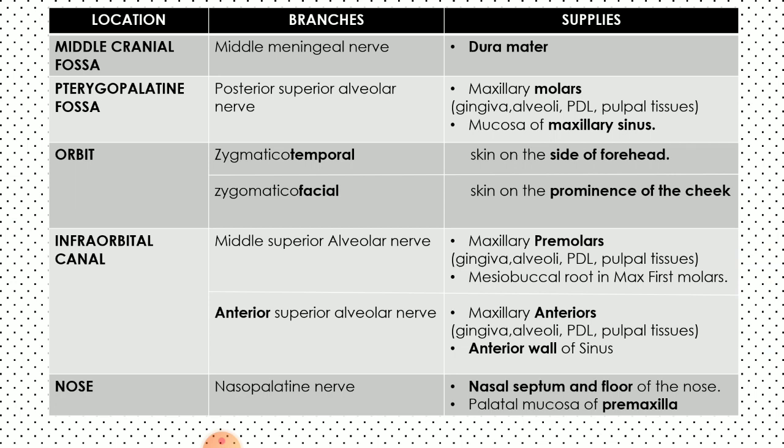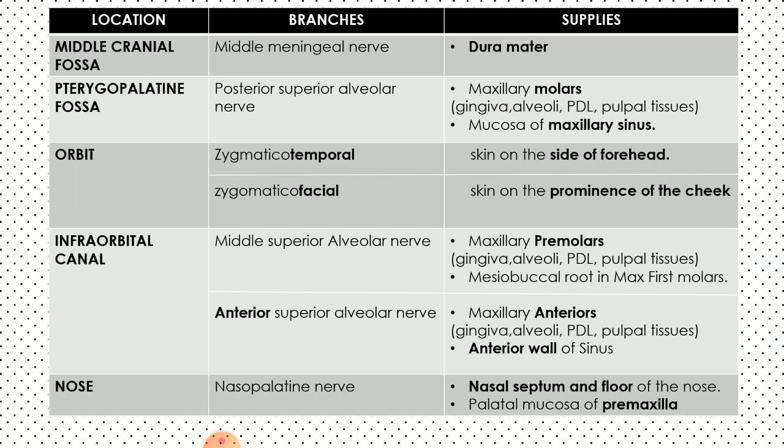Then in the infraorbital canal again we have two branches, that is MSA nerve, that is middle superior alveolar nerve, and anterior superior alveolar nerve. So the middle superior alveolar nerve supplies maxillary premolars and the mesiobuccal root in maxillary first molars, whereas the anterior superior alveolar nerve supplies maxillary anteriors and the anterior wall of the sinus.